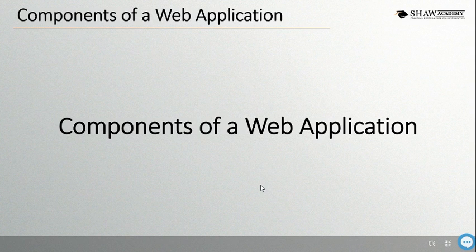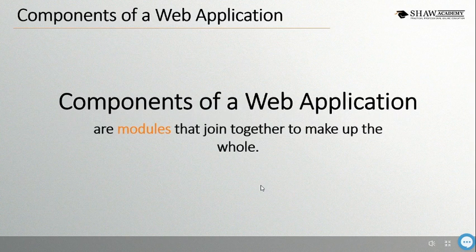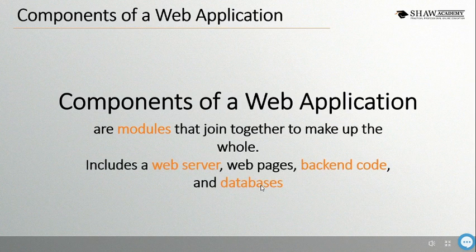So the components of a web application, guys, these are the little modules, separate modules that can be worked on by separate people if you'd like, and they can join together to make up the whole, namely a web application. The components include things like the web server, the web pages that would be built by a web designer, the backend code that would be designed by a web programmer, and the databases that would be created by an SQL developer. So all of these different modules, guys, they join up together.